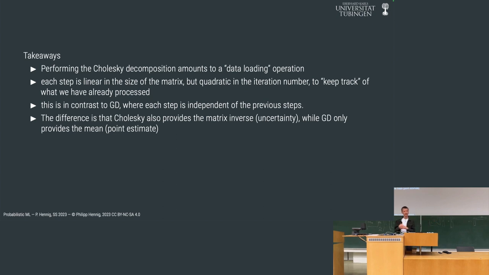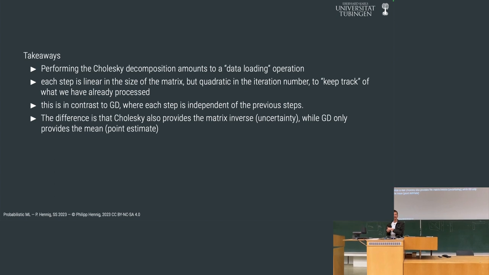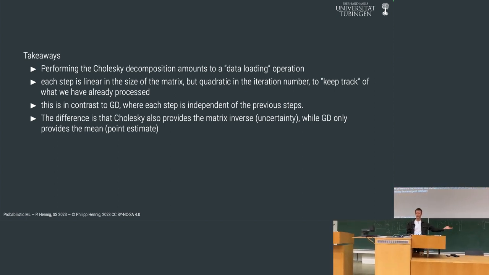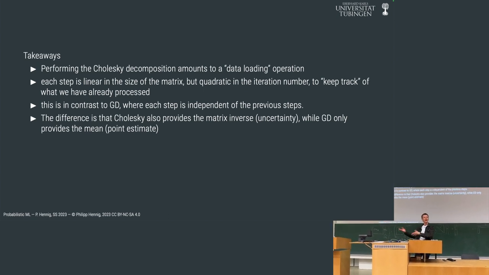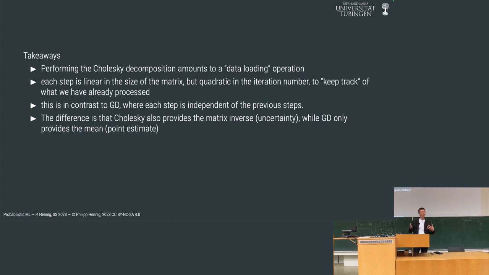And this is in contrast to gradient descent, which we use for deep learning, which Marvin has showed you could also use to get a point estimate for the posterior mean of a Gaussian process if you really wanted to. And gradient descent doesn't do this bookkeeping. It never looks back. It's just a local thing. And the price we pay for that is that it never finishes, because it never keeps track of all of the stuff it has touched.